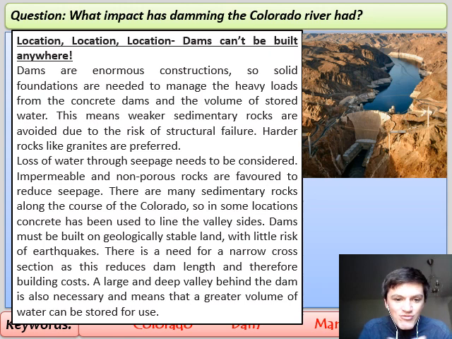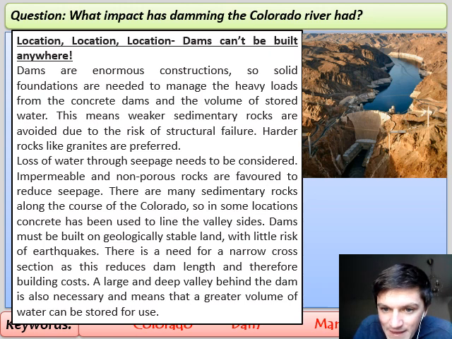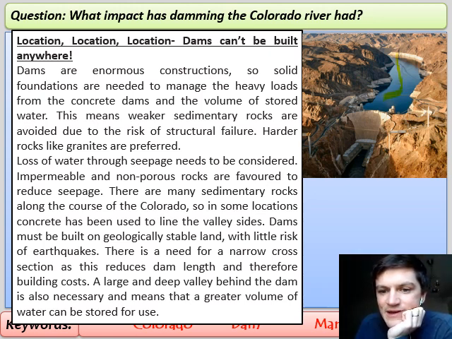There is need for a narrow cross-section, as this reduces the dam length and therefore building costs. A large, deep valley behind the dam is also necessary and means a greater volume of water can be stored for use. So if we look at this little diagram we've got here, this is now all water, the bit I'm colouring in yellow in a minute, and this is space.